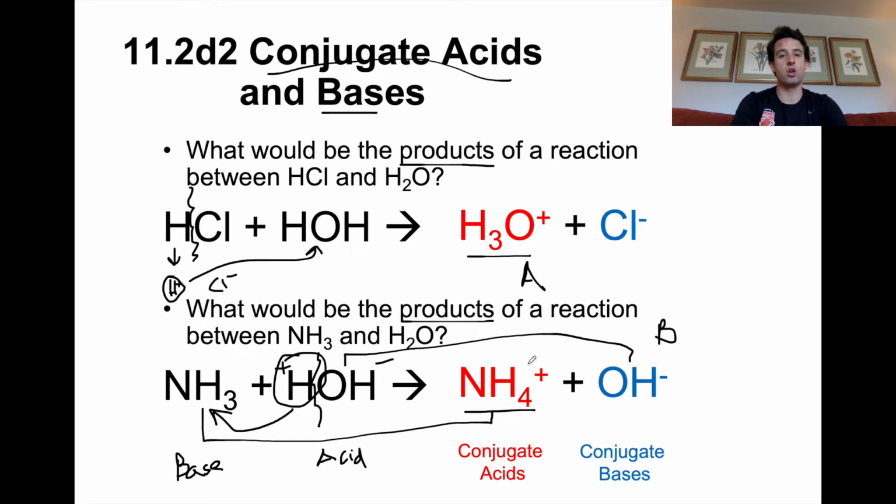Our reactants are going to be called acids and bases, or Brønsted-Lowry acids and Brønsted-Lowry bases. That's the new term. And our products on the right side are going to be called either conjugate acids or conjugate bases. Let's talk more about conjugate acids and conjugate bases.